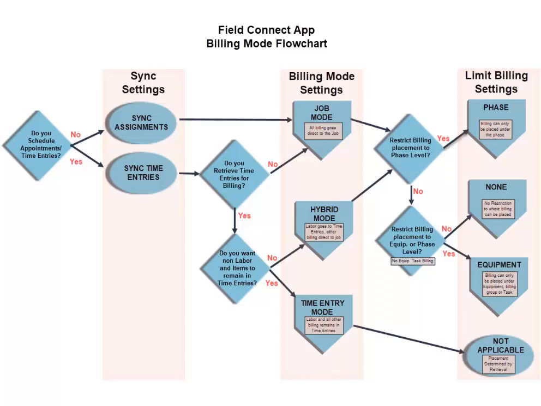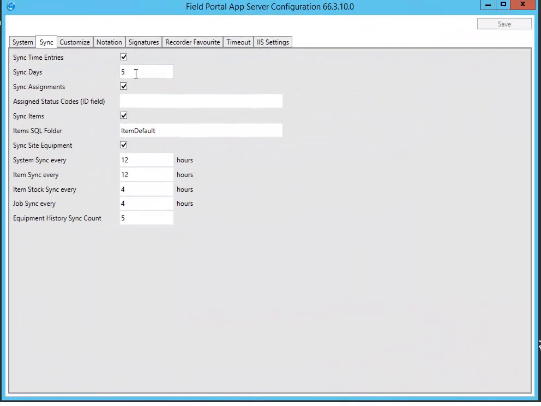There are some configuration workflow examples in the installation guide, as well as a flow chart to help with these settings. The sync settings required for us are to sync time entries. You can specify the number of days to sync time entries for. If sync days of 5 is selected, then the session date and 4 days either side of the session date will be loaded into Field Portal app.